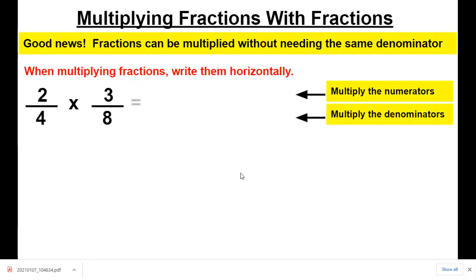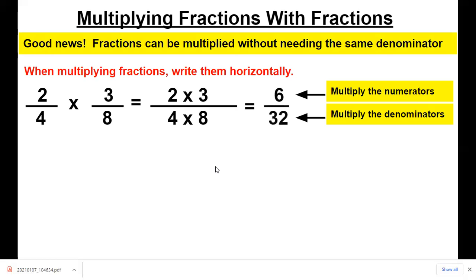So watch how this works. So we have 2 times 3 on the top and 4 times 8 on the bottom. So let's just do the math. 2 times 3 equals 6, and 4 times 8 equals 32. So 6/32 is my answer. However, remember we have to reduce. We still have to do that part.